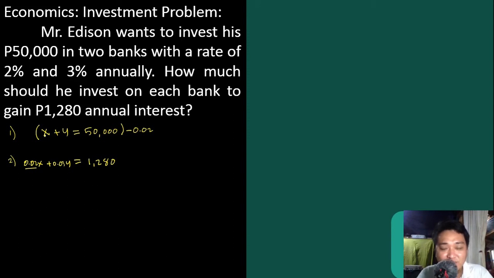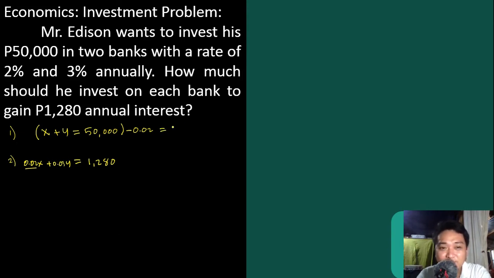Para yung x dito mamaya, magiging negative 0.02. Tapos makakancel yung dalawang terms na yan, kasi yung isa, negative 0.02, yung isa, positive 0.02. Ang maiiwan sa atin mamaya, y na lang. Ayan. So, let us convert this first.